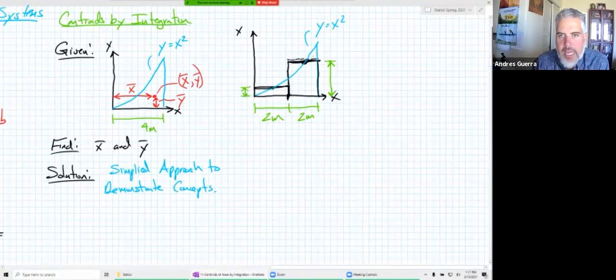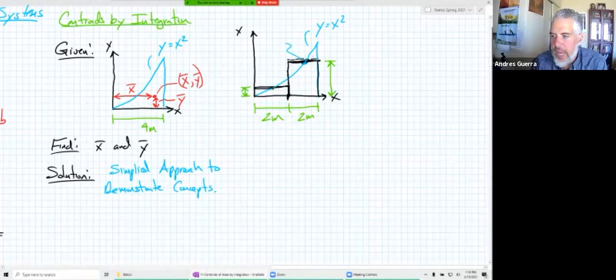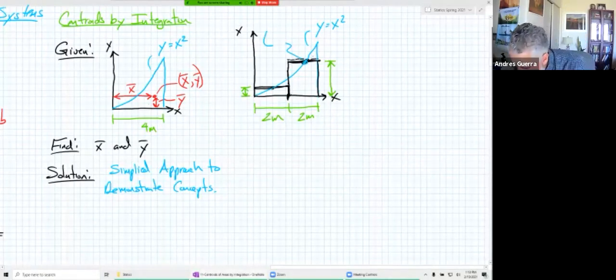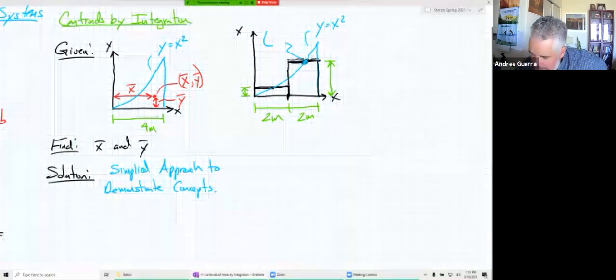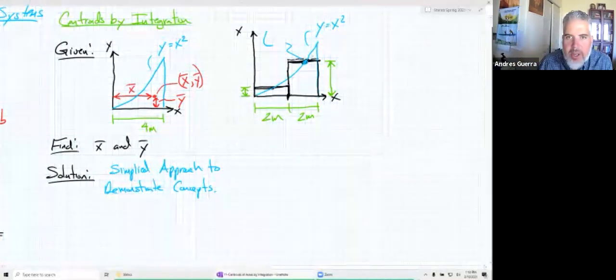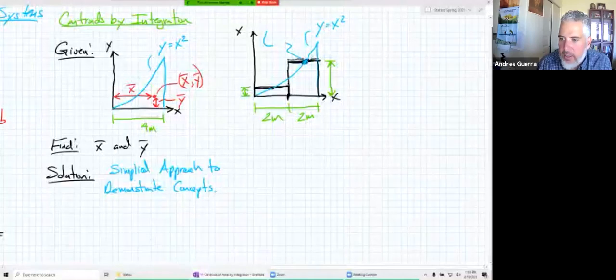Well, the key is that we know what is going on where we intersect right there, right? What's the x coordinate at that spot? And let me call on Chloe here. Chloe, what's our x value at that spot right there?